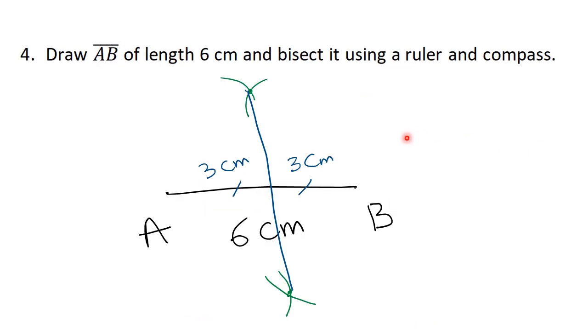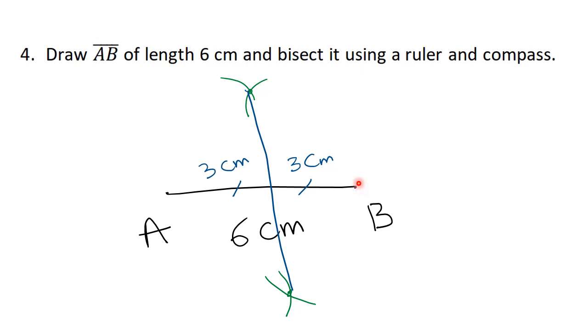In the next question, he asks me to draw a line segment AB of length 6 centimeters and bisect it using a ruler and a compass. So we know that the first step is to draw the line segment AB using the ruler, and make sure we start from 0 and go until we get 6, and this is the length of the line segment.